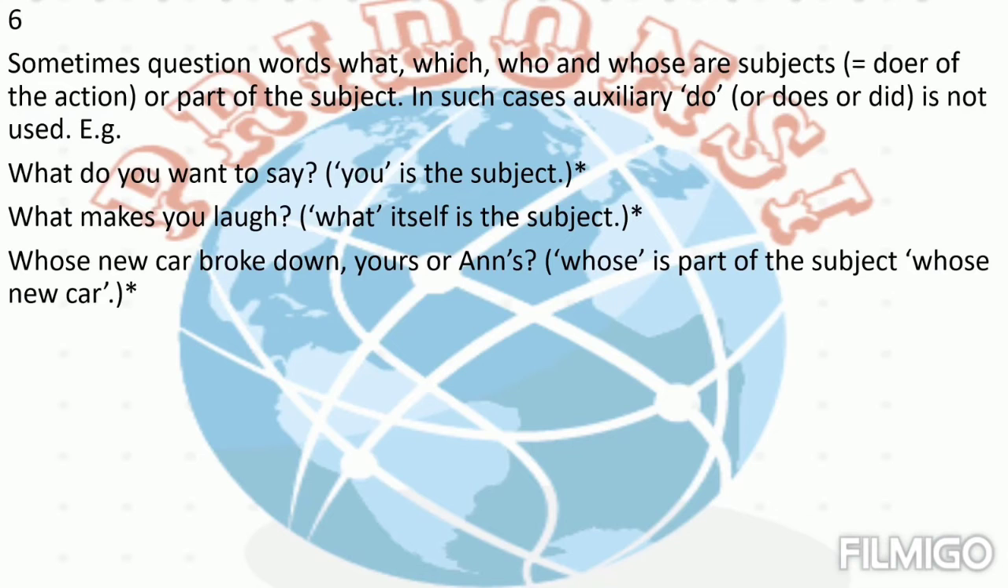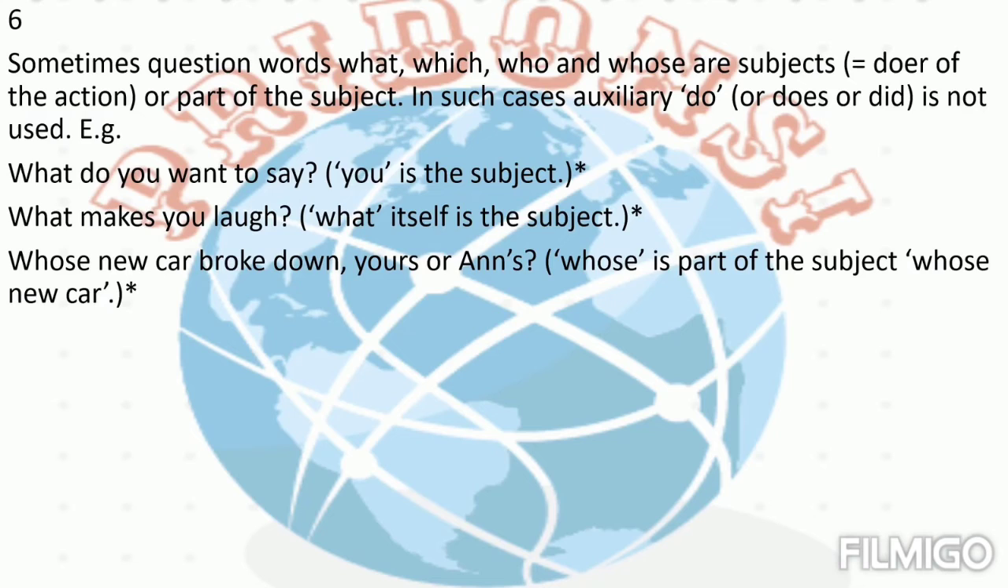Sometimes question words what, which, who and whose are subjects. That means doer of the action or part of the subject. In such cases, auxiliary do or does or did is not used. For example, what do you want to say? Here, you is the subject. That's why do has been used after what.